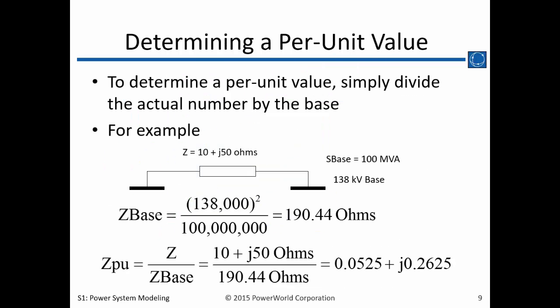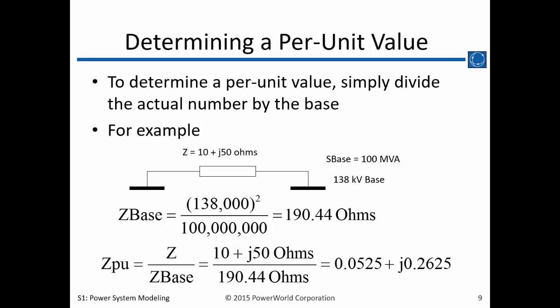To determine a per unit value, you simply divide the actual number by the base. So in this example, we have an impedance of 10 plus j50 ohms with an S base of 100 MVA and a 138 kV base zone. We can calculate the Z base as the voltage base squared divided by the S base, and that gives us a Z base of 190.44 ohms. You take the actual impedance and divide it by that Z base, and you get a value of approximately 0.0525 plus j0.2625. That is what we consider our per unit impedance for this branch.